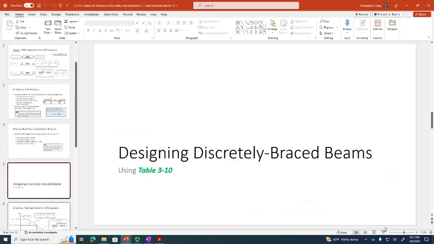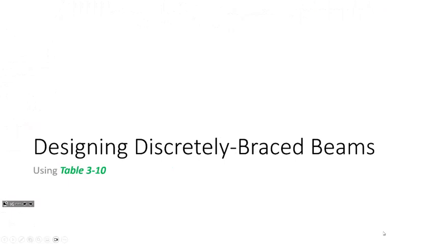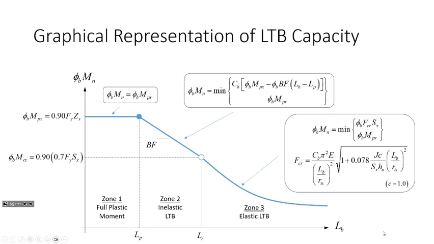Now I'm going to introduce you to the messiest design aid you've ever seen. The messiest design aid you've ever seen is Table 3-10. All right, let's take a look at this. Here's an image of the LTB flow chart, and what I've done is I've taken that flow chart and plotted it. If you're in zone 1, you've got the plastic moment capacity, Mp. If you're in zone 2, you have the linear interpolation. If you're in zone 3, you have what we just did. This right here is literally what we just did.